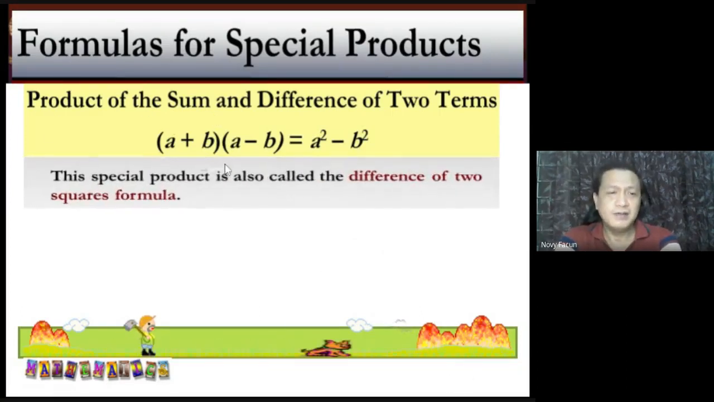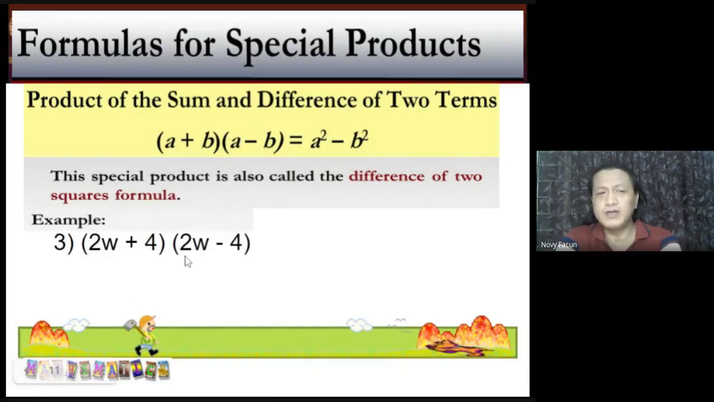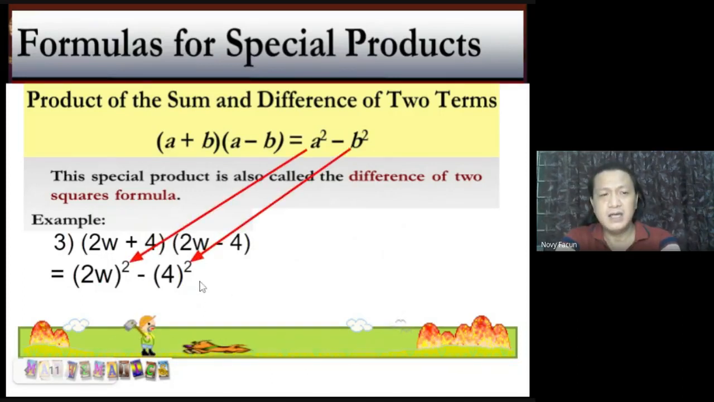Okay, so another example we have 2w plus 4 times 2w minus 4. So, lagi natin tatandaan, no, kapag magkapares yung first and second term mo, alam mo na agad dapat na difference of two squares formula ang gagamitin. So, that is, we have square the first term, 2w square, and also the second term. That is the formula.